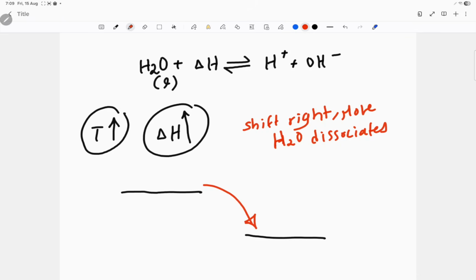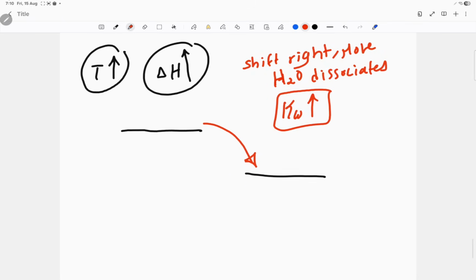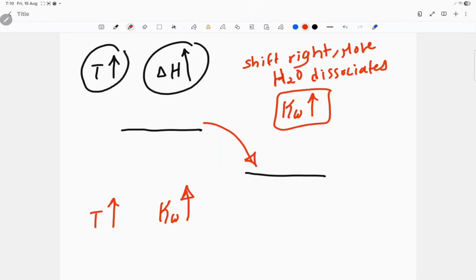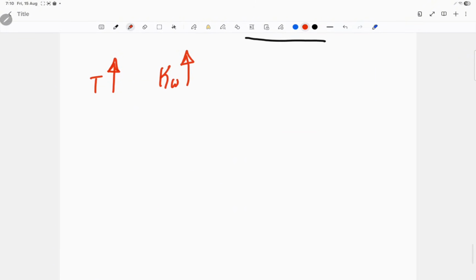I also want you to know one thing. If temperature makes the reaction shift right, the Kw will increase. Only temperature can make the K change. Only. In general. And if temperature makes the reaction go right, K will increase. So essentially, more temperature means more Kw. In this situation, Kw is always going to become more with more temperature. No exceptions.